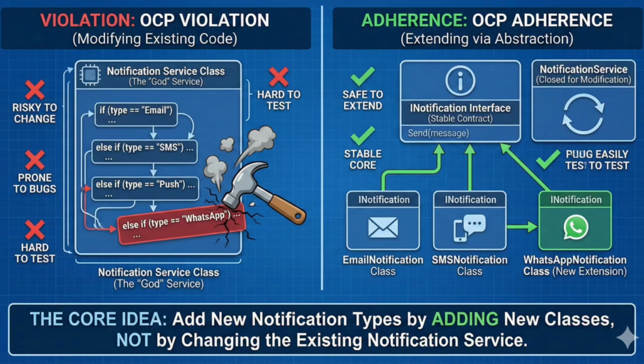We extend the system by adding new classes instead of modifying the old one. This approach is safe to extend, stable and maintainable, easy to test, future-proof, and that's the core idea of the open-closed principle. Add new functionality by adding new classes, not by constantly changing the existing working code.